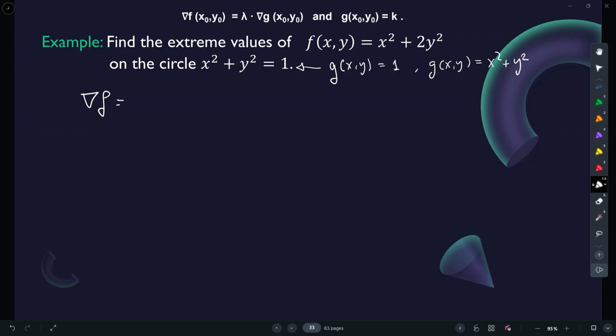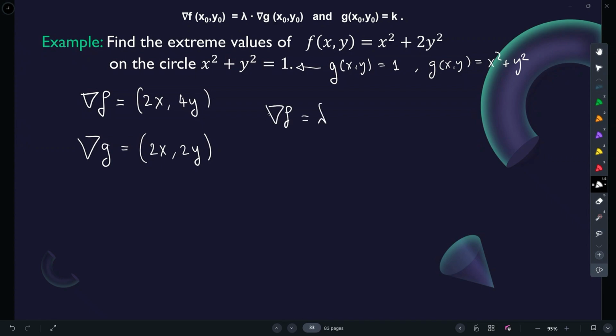The gradient of f will be the derivative of f with respect to x, which is 2x, and the derivative with respect to y, which is 4y. And then the gradient of g will be 2x. So now I have to see when these two are parallel, and at the same time they have to satisfy that equation.